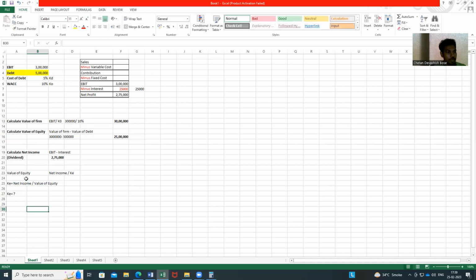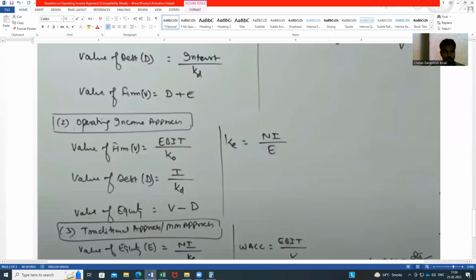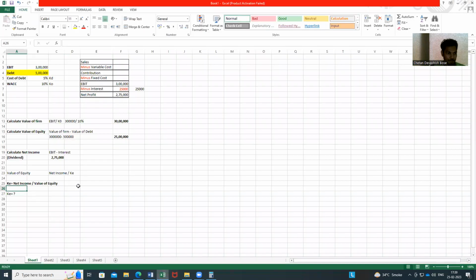Now you may think कि ऐसा भी formula है. Yes, we do have such formula, and let us check. See, net income approach, that is operating income approach, में KE is net income divided by equity. So now, what is the net income? Net income is 2,75,000, and it has to be divided by value of equity. What is the value of equity? Value of equity is 25 lakh in case of case 1.